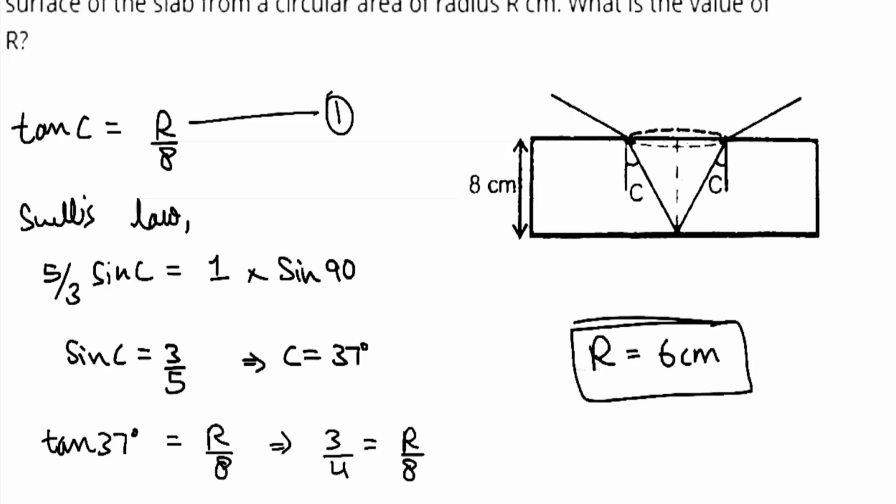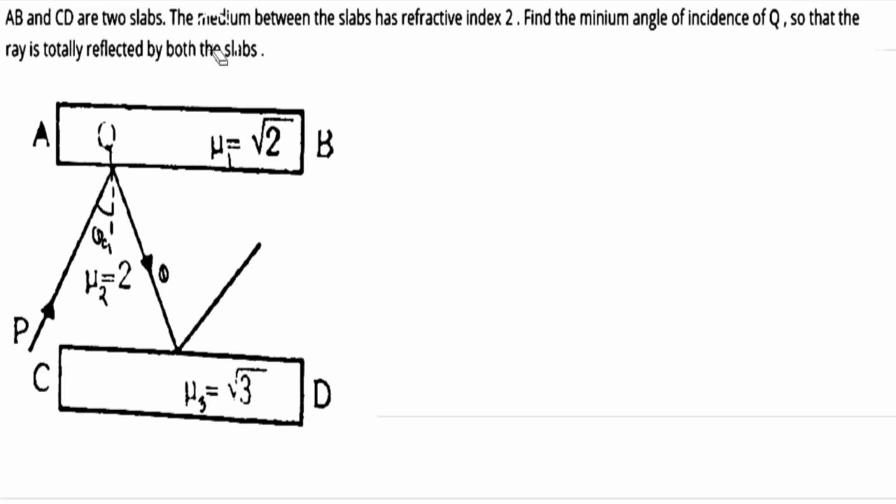AB and CD are two slabs. The medium between the slabs has refractive index 2. Find the minimum angle of incidence of Q so that the ray is totally reflected by both the slabs.